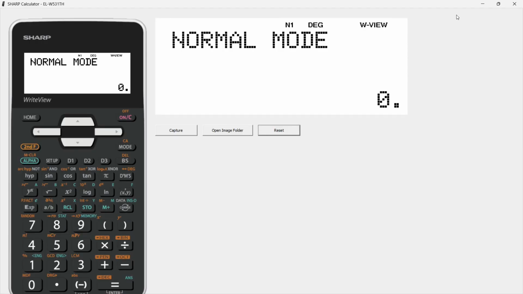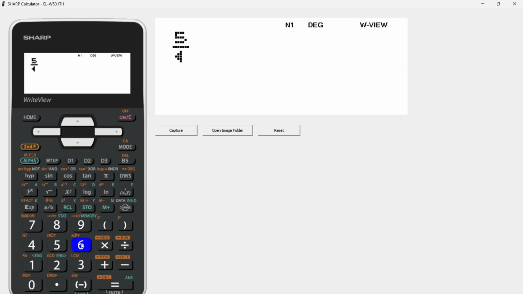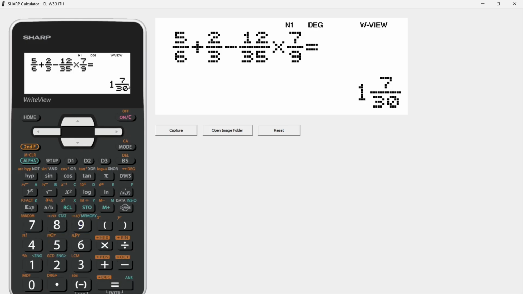So the first question says that we have to add some fractions together. And if you remember correctly, the fraction was 5 over 6 plus 2 over 3 minus 12 over 35 times 7 over 9. So let me add that in here right now to show you. So we say 5 over 6, that A/B button there means fractional values, right? So 5 over 6, put the cursor to the end, put the operator, and we repeat for the exact same things. So 2 over 3, put the cursor at the end, put the operator in between, 12 over 35, put the operator in between at the end after I move the cursor, so that's times, and then 7 over 9. And when I press the equal sign, I get my answer of 1 and 7 over 30.